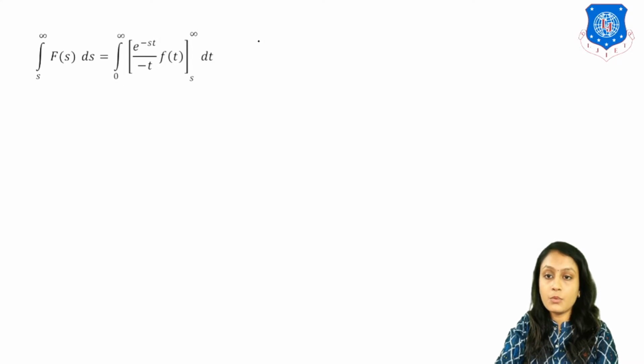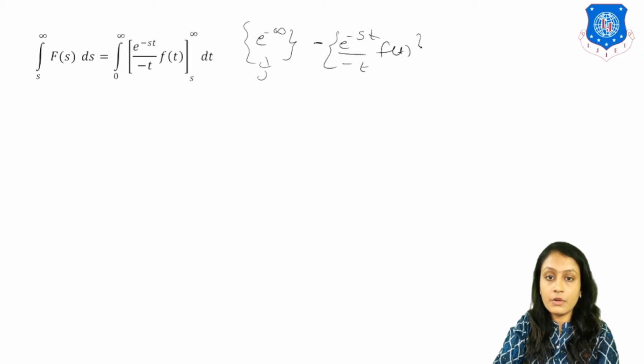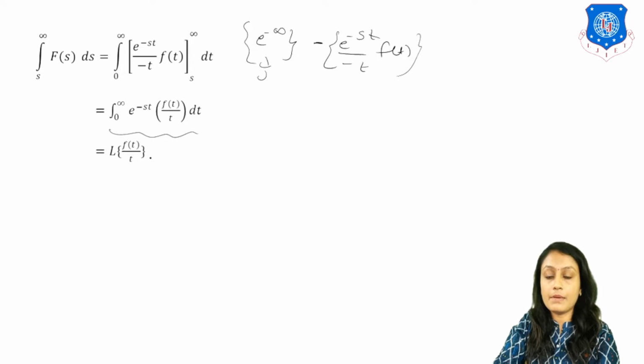Now substitute the limit, so what you will get, e^(-infinity), that is 0, right? Minus, now this is 0, so I am not writing the whole term. Minus, now the lower limit, so in place of s we have to write s only. So here this is e^(-st) upon minus t, f(t) dt. This minus minus will become plus. So what you will get, integration 0 to infinity e^(-st), and bring this f(t) and t together, so this is f(t)/t dt. Now we know that we can write this as Laplace transform of f(t)/t. So finally, Laplace transform of f(t)/t is integration s to infinity F(s) ds.